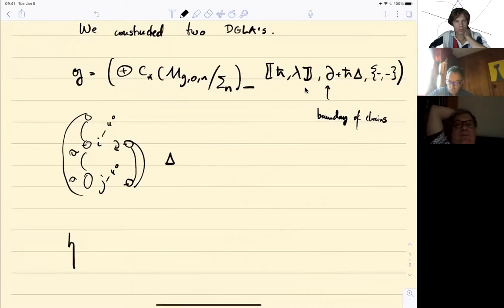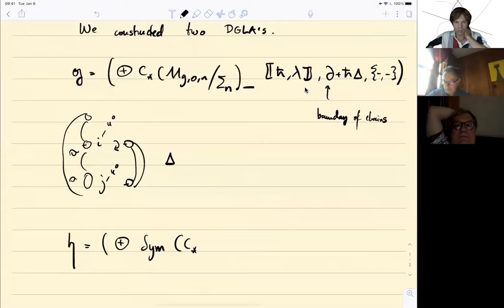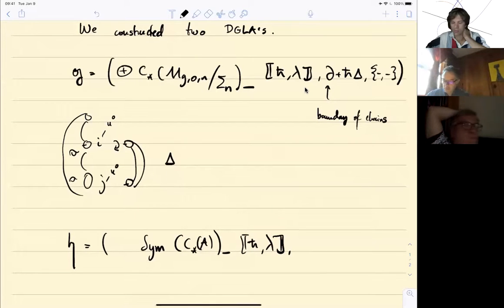And there's a second one, which is very similar, and it looks something like this: direct sum of sym chains, or sorry, there's no direct sum because the symmetric power already has a direct sum. Chains on the A infinity algebra, again with a minus, h bar lambda, and with an operator here, which is b plus u b plus h bar delta, and with a bracket that's very similar.